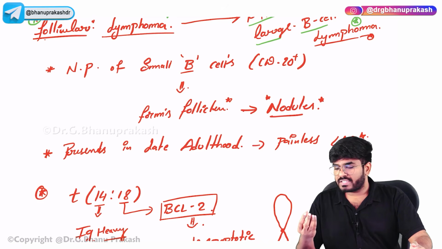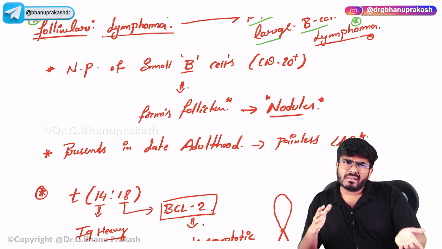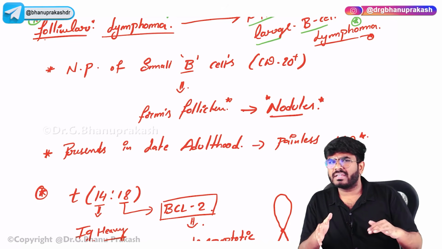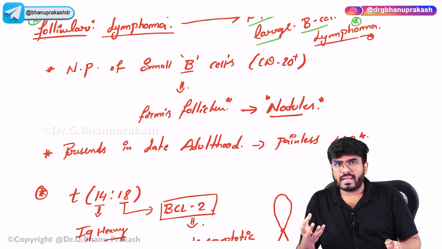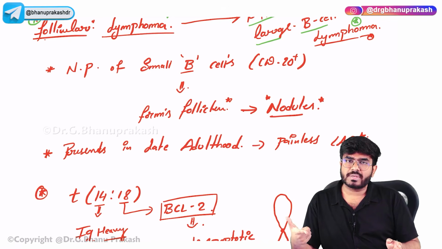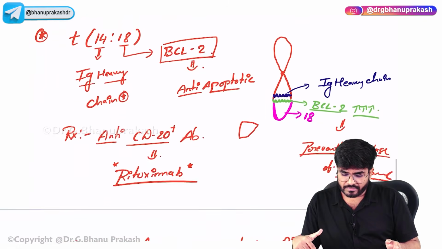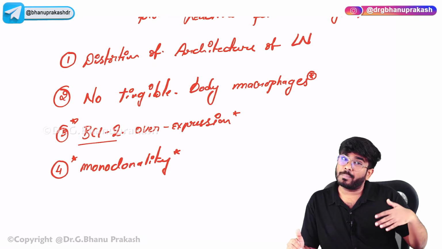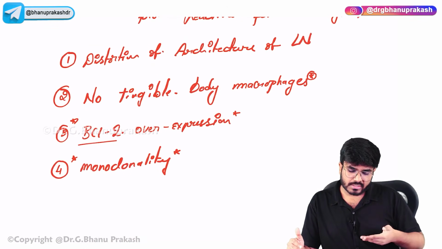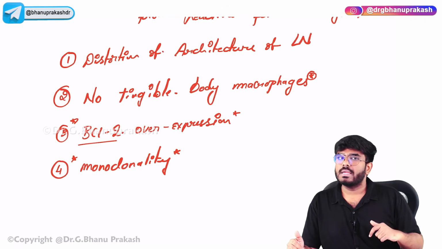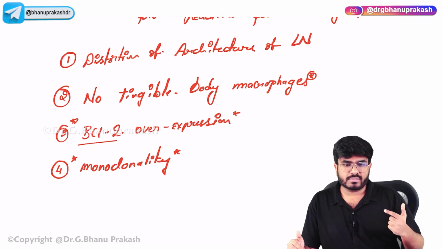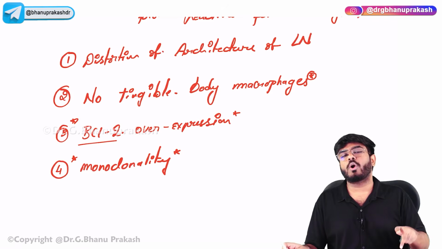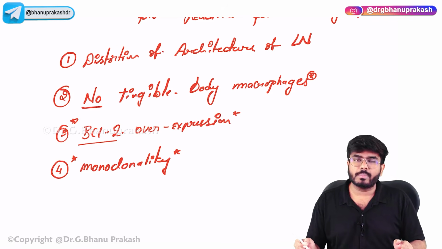How to identify that? When a known case of follicular lymphoma, in late adulthood, somewhere around 25-30 years, suddenly has an enlarging lymph node, then you should suspect that this patient has developed diffuse large B-cell lymphoma. So how to differentiate it from reactive follicular hyperplasia? These four things: distortion of the architecture, overexpression of BCL2, monoclonality, and no tingible body macrophages.